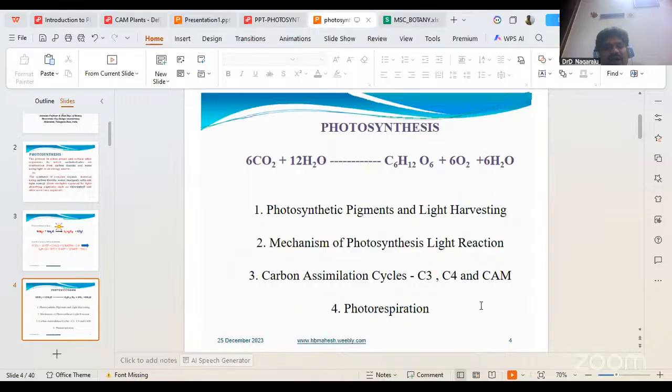And another is the C2 cycle, photorespiration. If instead of carbon dioxide, what happened?